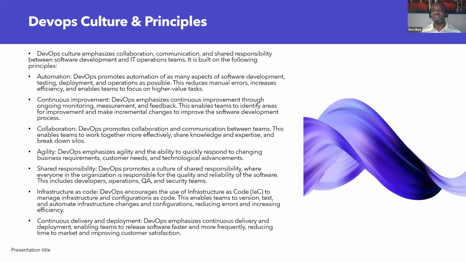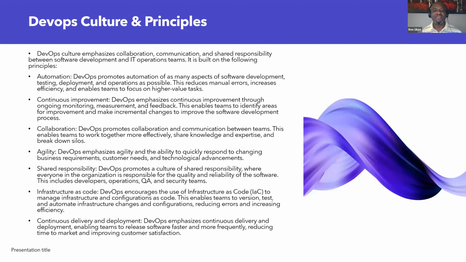We'll get into continuous delivery and continuous deployment as part of what we're going to study in this course. So those are the DevOps cultures and principles that you need to know. If they ask you about the culture and principles of DevOps, you can take 1 or 2 or 3 from here and just explain: automation, continuous improvement, collaboration, agility, shared responsibilities. All those are core cultures and principles in DevOps that you need to know.